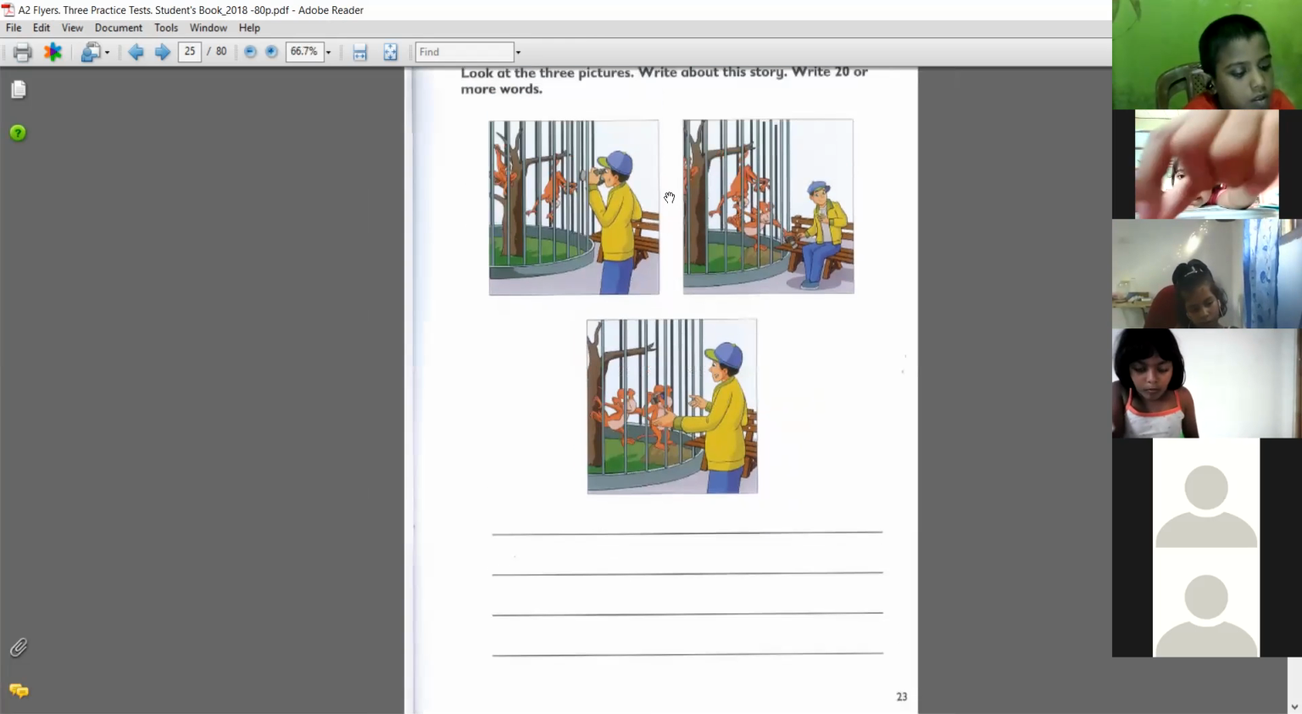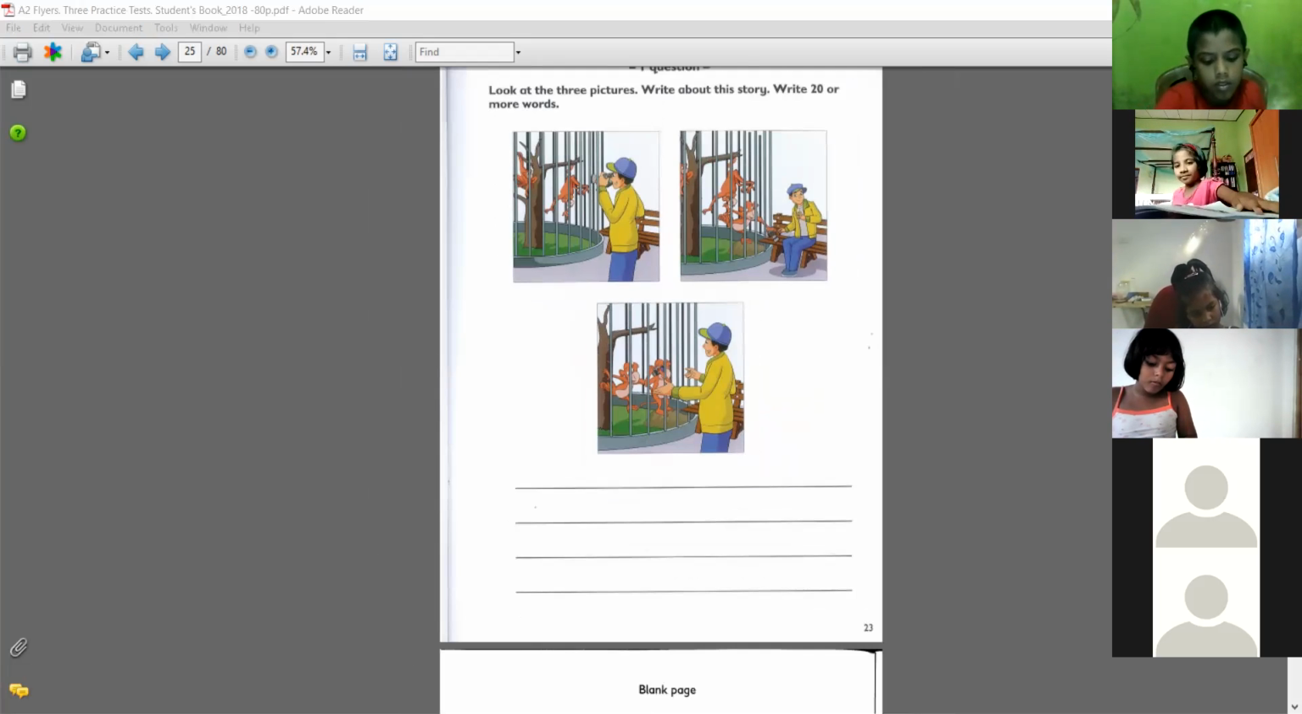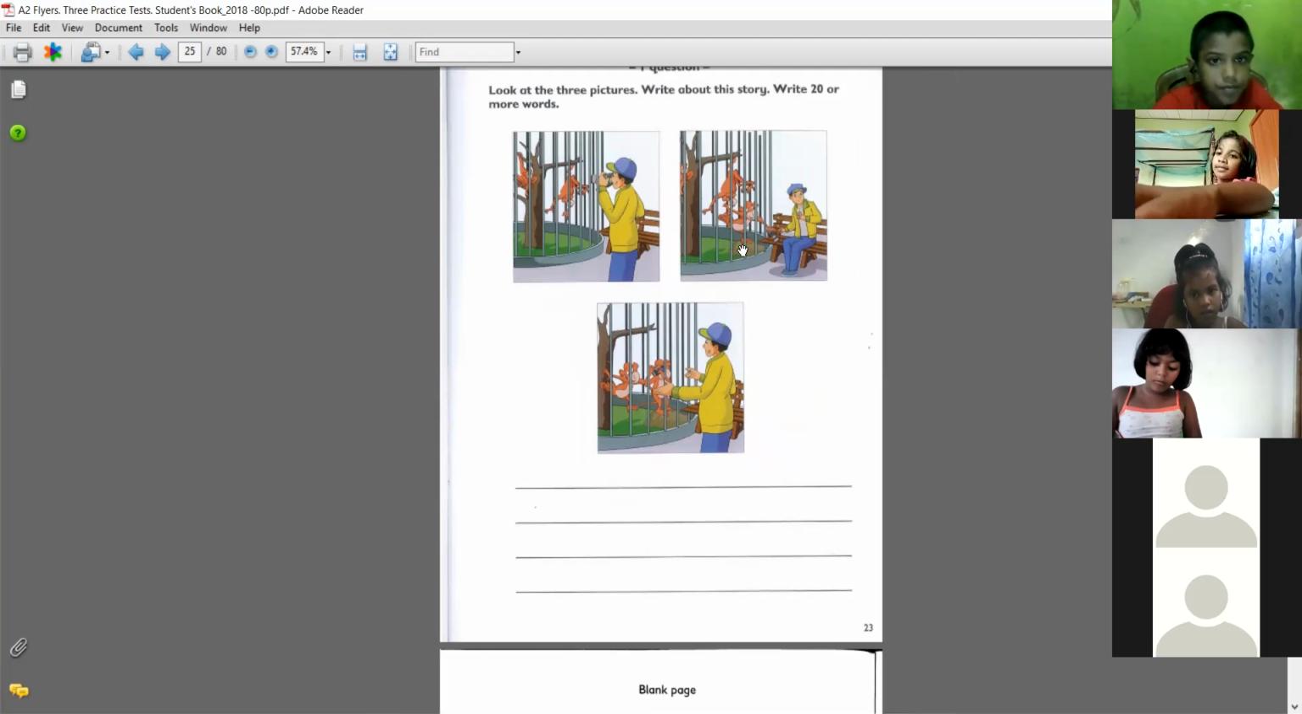Okay. All right, number 7. Look at the 3 pictures. Write about this story. I'm going to give you 5 minutes to write a story. It's very easy. There are 3 pictures.